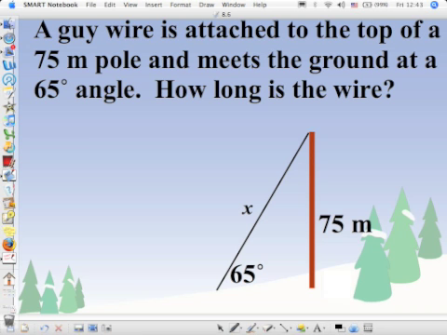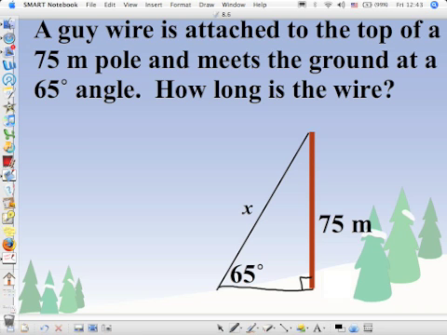It's attached to the top of a 75-meter pole, which is really tall because it's supposed to be a tower, but my tower looked more like a pole, so I called it a pole. And it meets the ground at a 65-degree angle. Here's your ground. Anyway, what you have is a right triangle. And the question is, how much wire do you need? Basically, how long is the wire?